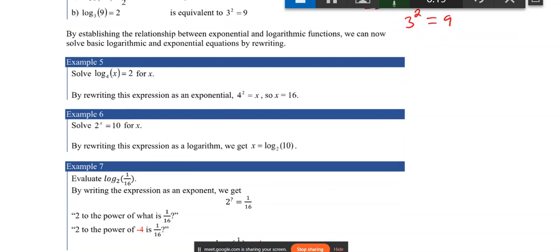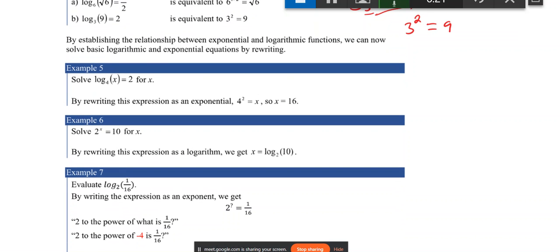Okay, so now moving down, it's the same thing with variables. We treat it the same way. So if I want to solve, let's say for x in this case, then all I really have to do is rewrite this thing in exponential form, and then I think it'll make a bit more sense. This is saying 4 to the power of 2 is equal to x. Okay, so what is x then? Well, it's equal to 4 to the power of 2, so 16.